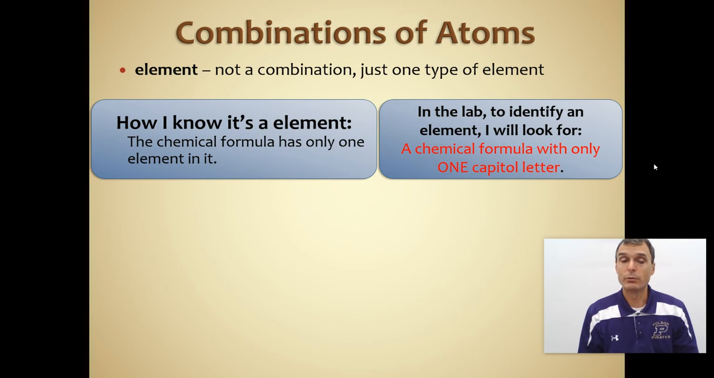Write the definition next to the word element in the rectangle. And then you know it's an element because it only has one capital letter in its formula. If it had more than one capital letter, it would not be an element. It would be some combination of elements. So what we do in our lab today is look for one capital letter in the formula. If there are multiple capital letters, it's not an element.